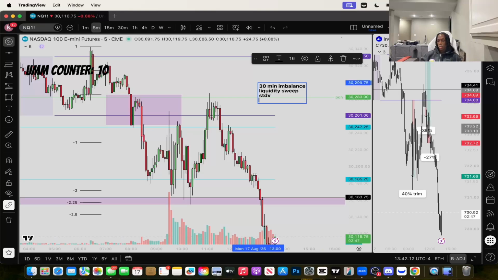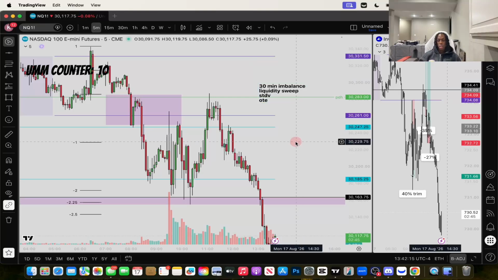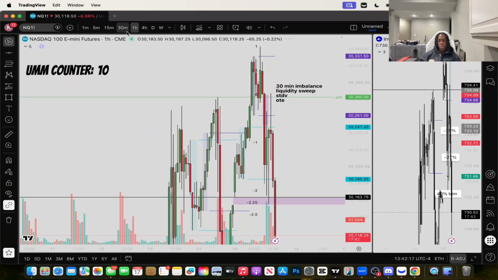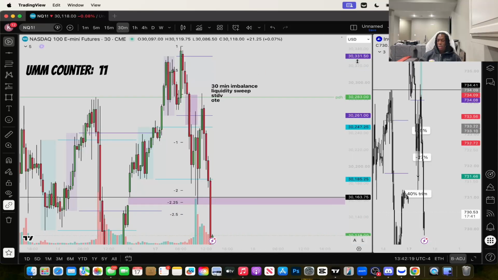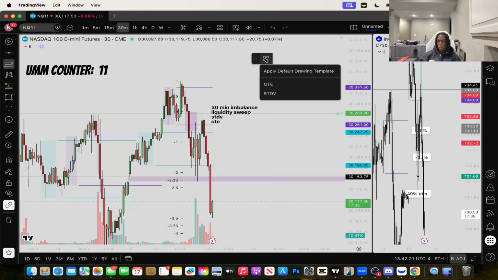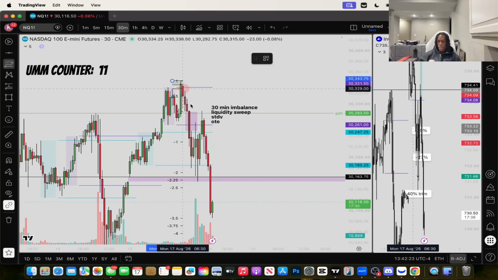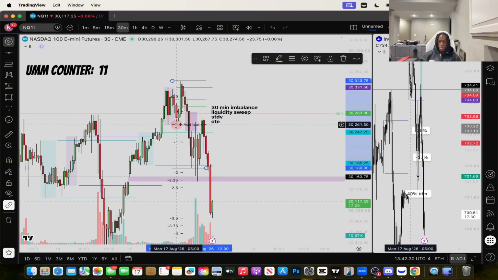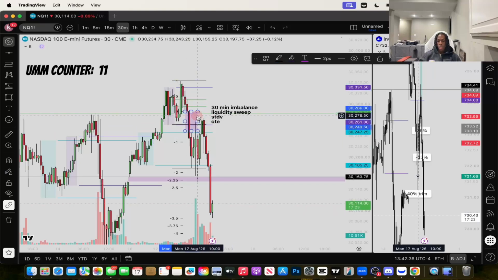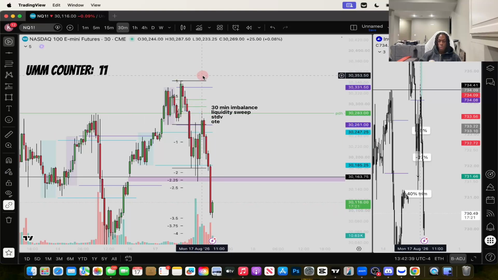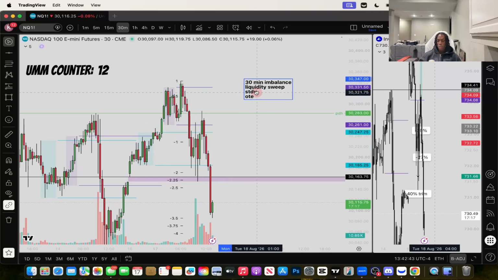What else do I look for? OTE, right? Let's see. From that high there to this low pre-market, right? What do you see? This is your pre-market right there. We see the midpoint right there lines up right with London low and right inside this 30-minute imbalance, right? So yeah, we had OTE as well.